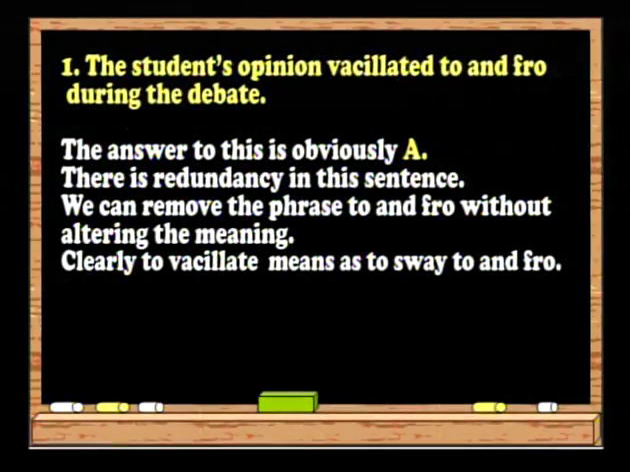Now, students, the student's opinion vacillated to and fro during the debate. The answer to this is obviously A. There is redundancy in the sentence. We can remove the phrase to and fro without altering the meaning. Clearly, to vacillate means to sway to and fro.